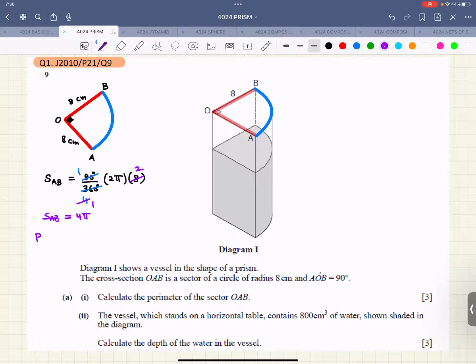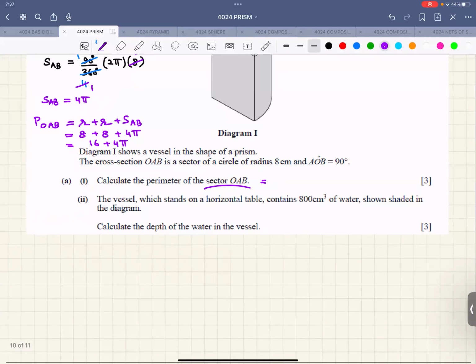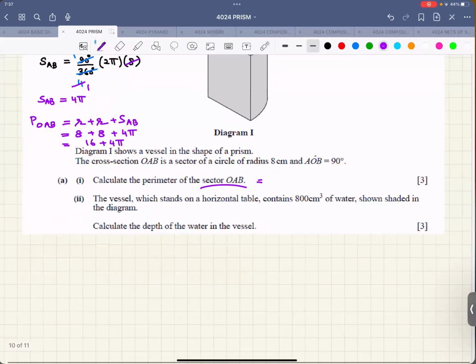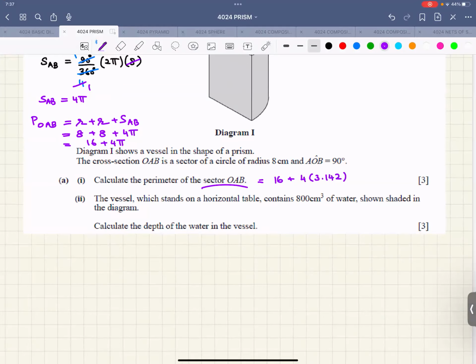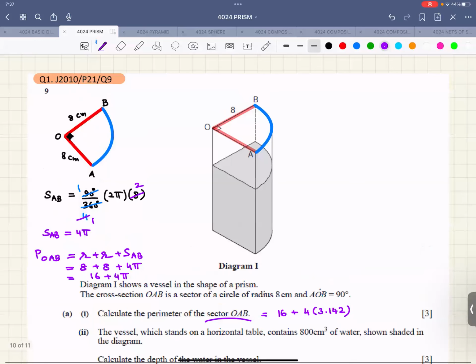So therefore, perimeter of this sector OAB, that is radius plus arc length AB. Radius is 8, arc length is 4 pi. That is 16 plus 4 pi. I can convert it into decimals. So that would be, I'm not using the calculator for right now, 16 plus 4 times 3.142, and just worry about the calculator later. Focus on the concept over here.